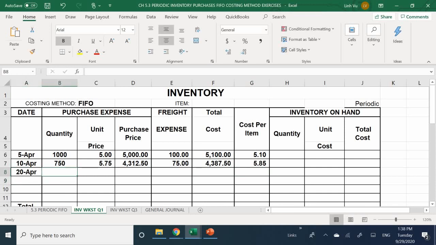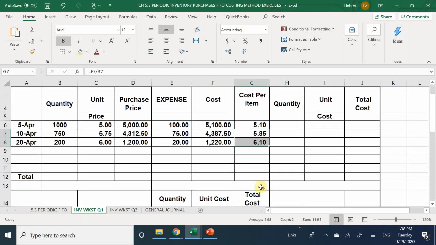Okay. And this time I have 200 items at $6 and my freight is $20. So what is my total purchase price here? 200 times $6 each is $1,200 even. Good? And then plus the $20 freight for the total cost of $1,220. And then the total cost divided by 200 is $6.10. Perfect. So we got $5.10 and $6.10. Cool.